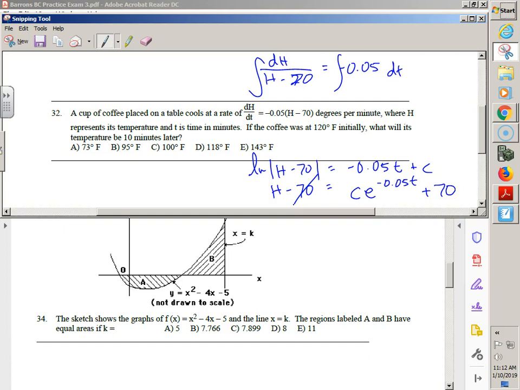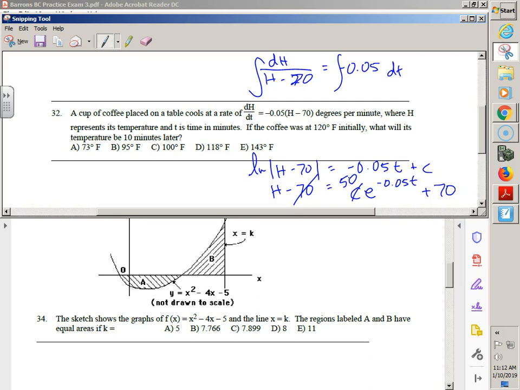It says the coffee is initially 120 degrees. That would be the H, the temperature, right? So H is 120 when T is 0. Then C plus 70 is 120, so C is 50. So then plug in 10. So you could have done it that way. Or the other way. Did anybody get logistic to work?